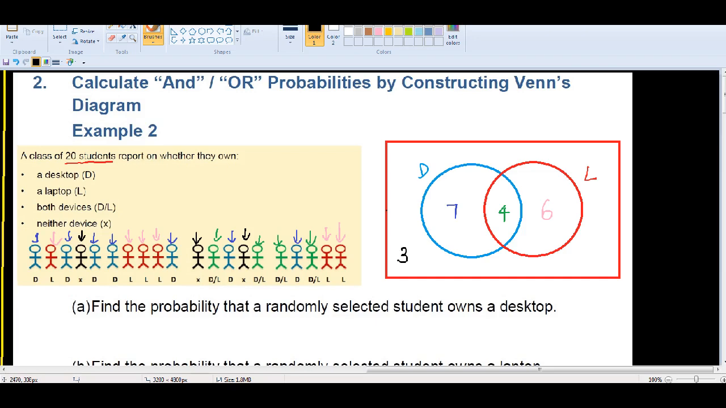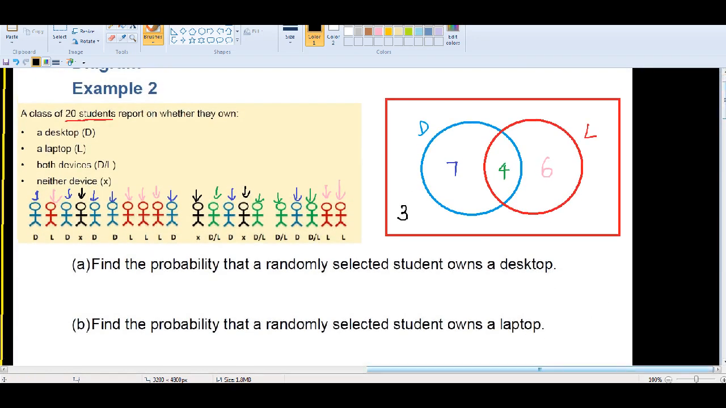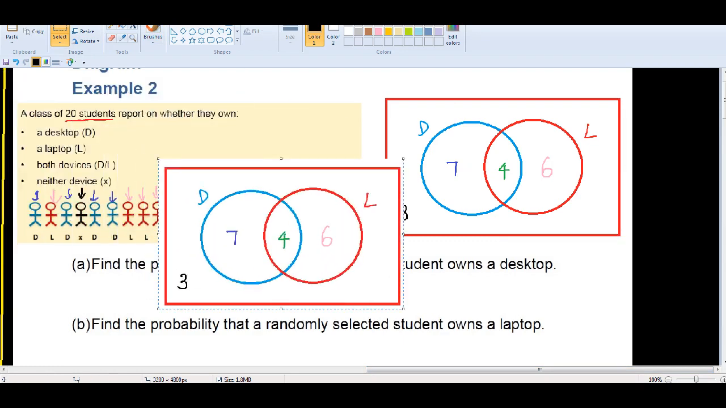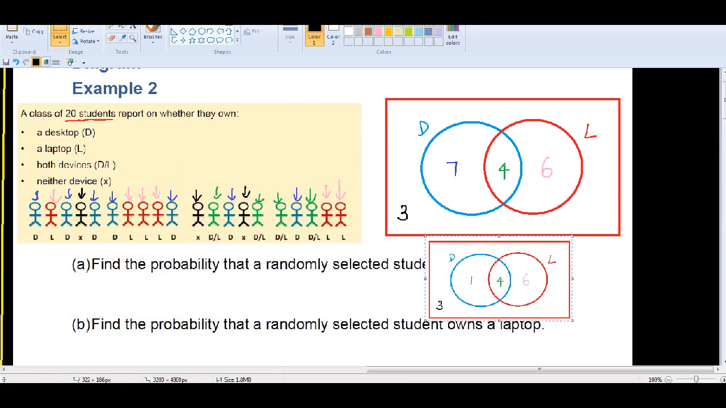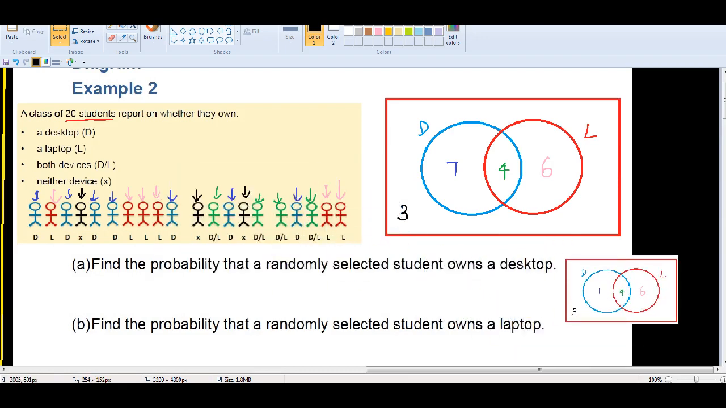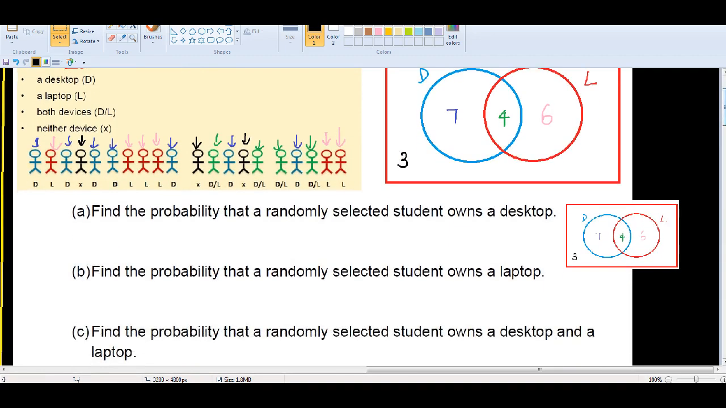Alright, so here's the Venn diagram. Okay, so let's find out the answer. I need to make that diagram really small now. Extra small. Okay, right, so find the probability that a randomly selected student owns a desktop.